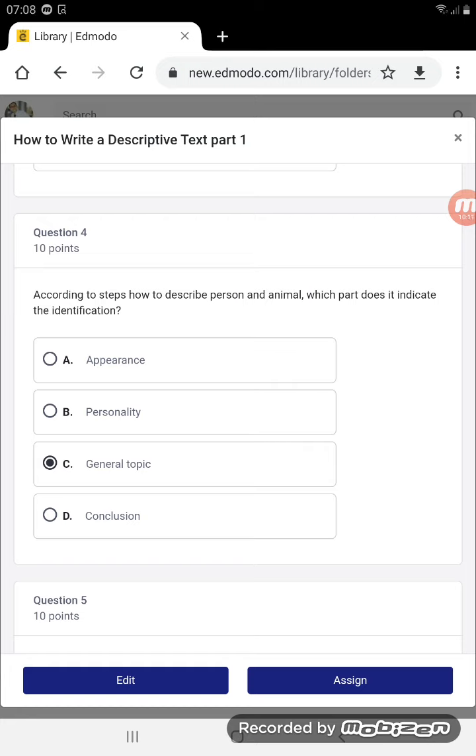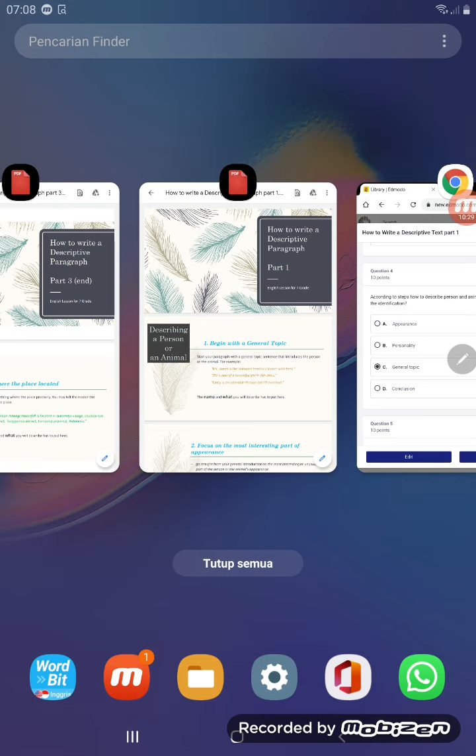And then which part does it indicate the identification? And the answer is, of course, general topic. Because in general topic, you can find there the name. Look at this one about the slide. Okay, make it clearer for you.